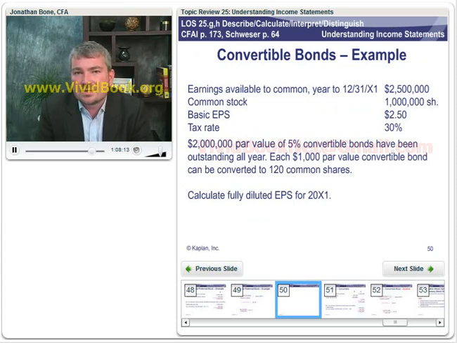Okay, so we've got some earnings available to our common stockholders of $2.5 million, 1 million common shares outstanding, and as a result, basic EPS is $2.50. The tax rate in this case is going to be 30%. This company's got $2 million par value of 5% convertible bonds. They've been outstanding all year. Each $1,000 convertible bond can be converted into 120 shares.